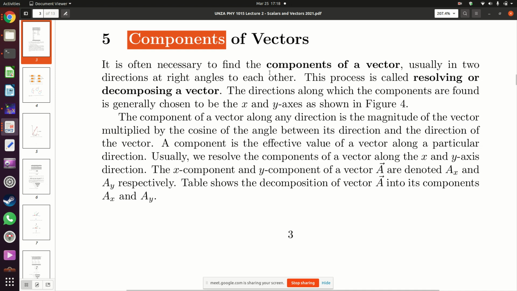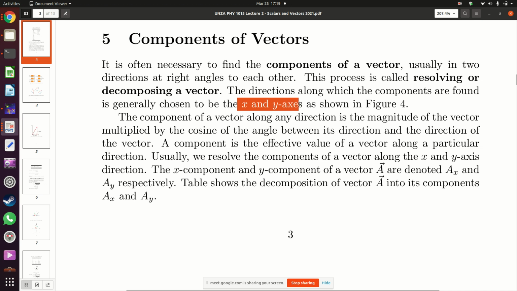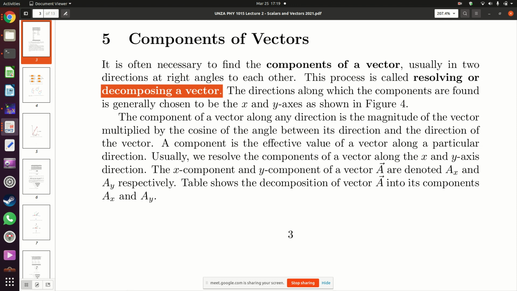In this course, we are interested only in two directions: the x-axis and the y-axis of the xy plane. The process of finding out how much a vector is along the x-axis or along the y-axis is called decomposing a vector or resolving a vector. When you resolve a vector, you carry out a process where you try to find out how much a vector is along the x-axis and how much a vector is along the y-axis.